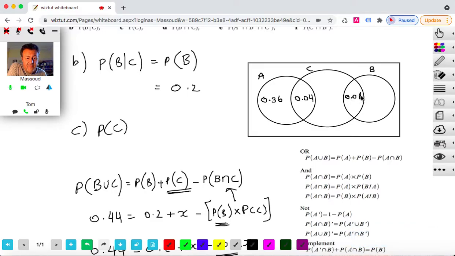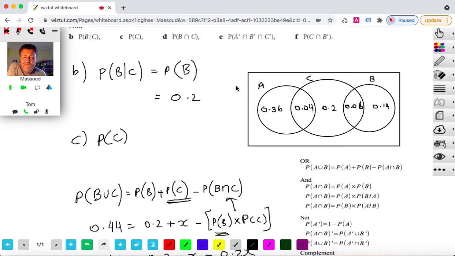0.06. So that's altogether 0.1. The whole thing was 0.3. So it gives us 0.2 here. And B was 0.2. So B is all of that, 0.2. So if we take that away from it, it leaves us 0.14.